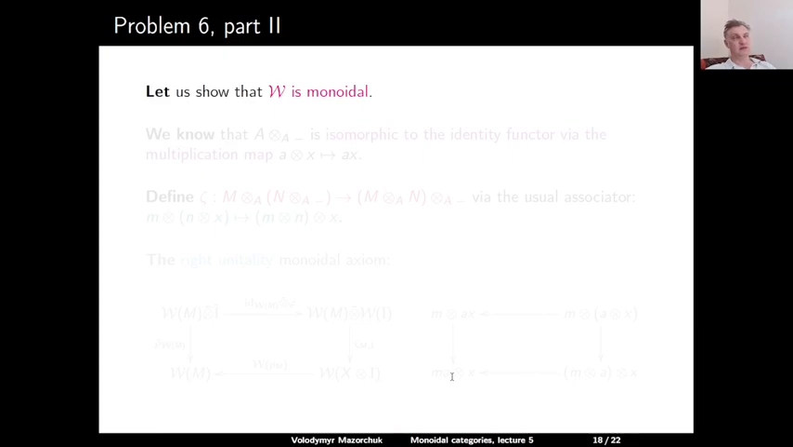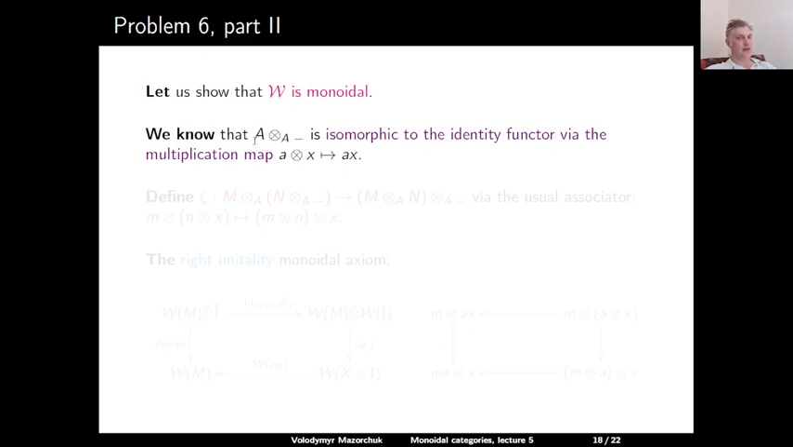So what we want to prove? We want to prove that this equivalence is actually a monoidal equivalence. So W is a monoidal functor. To prove this, let's first recall that the identity endofunctor of A mod is isomorphic to tensoring with the regular AA bimodule A via the multiplication map. So the natural transformation from A tensor X to X given by multiplication, so the element a tensor x goes to ax, is an isomorphism of functors. This defines our component phi in the monoidal enhancement of the functor W.